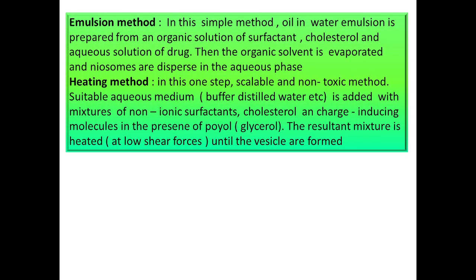Emulsion method. In this simple method, oil in water emulsion is prepared from an organic solution of surfactant and cholesterol and aqueous solution of drug. Then organic solvent is evaporated and niosomes are dispersed in aqueous phase. So simple method, oil in water emulsion. How is it prepared? Organic solution of surfactant and cholesterol and aqueous solution of drug will produce oil in water emulsion. Then organic solvent is evaporated and the niosomes will disperse in aqueous phase.